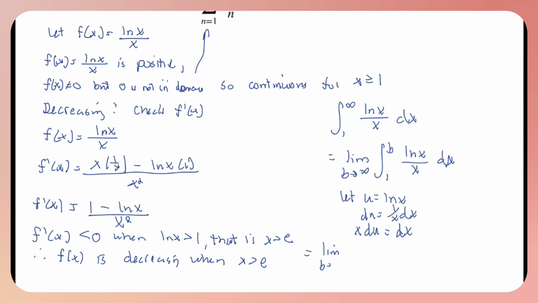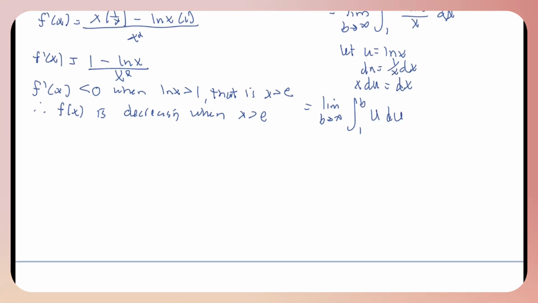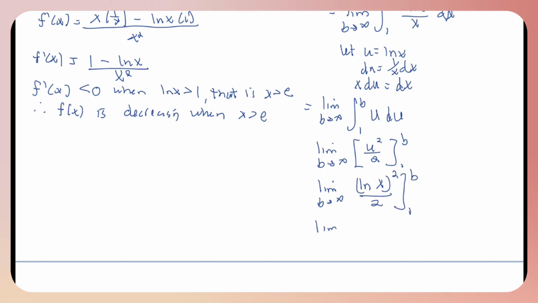And so my x's cancel out, and I'm left with the limit as b goes to infinity of the integral from 1 to b of u du, which is easy to integrate. So the antiderivative of u is u squared over 2. And remember, my u is the natural log of x. So I have the limit as b goes to infinity of, well, u squared over 2, I guess I'll write that, of the natural log of x, quantity squared, divided by 2, evaluated from 1 to b. And so that's going to give me the natural log of b, quantity squared over 2, minus the natural log of 1, quantity squared over 2.